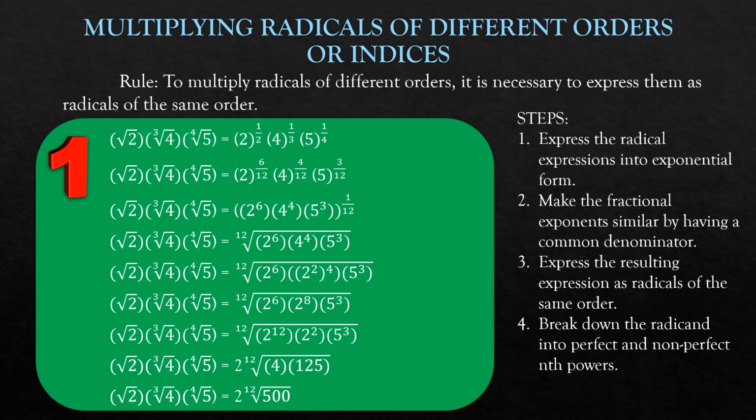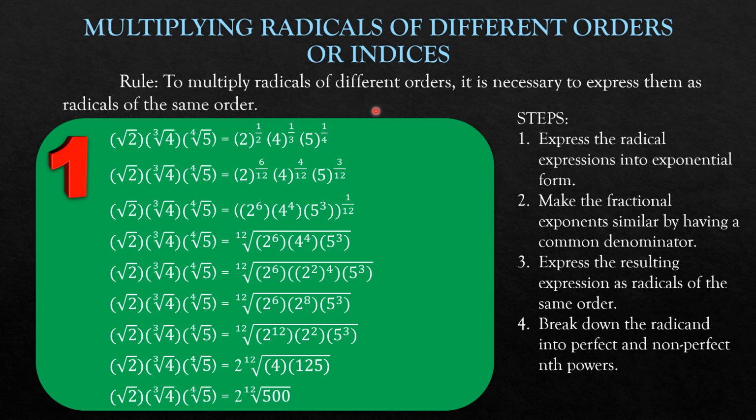Okay, so paano naman kapag tayo ay nagmumultiply ng radicals of different orders or indices? Meaning, magkaiba po yung index nila. So, to multiply radicals of different orders, it is necessary to express them as radicals of the same order. Okay, so dito, pwede lang nating mag-multiply ng directly, parang radicand times radicand, ganun, kapag pareho ang order nila. So, kapag nagkataon na magkaiba ang order nila, kailangan gawin muna natin yung radical na maging same order.